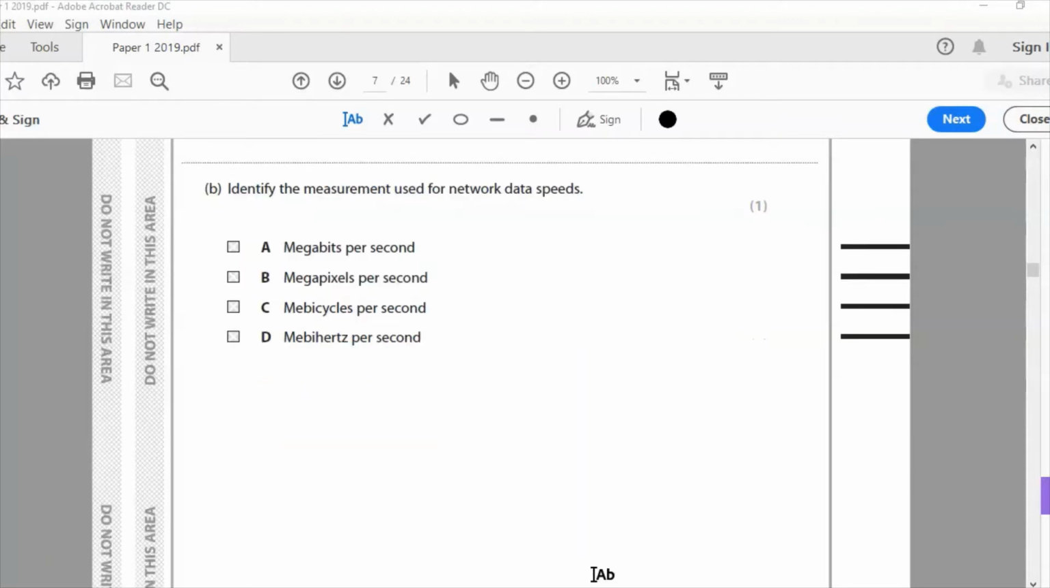Identify the measurement used for network speeds. Is it A, megabits per second? Is it B, megapixels per second? C, maybe cycles per second? Or D, maybe hertz per second? The answer is network speeds are measured in megabits per second. So the answer for that is A.